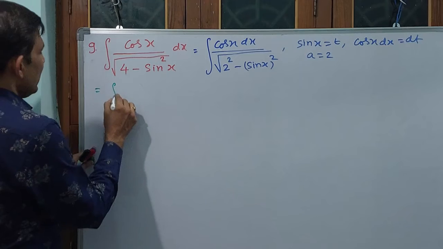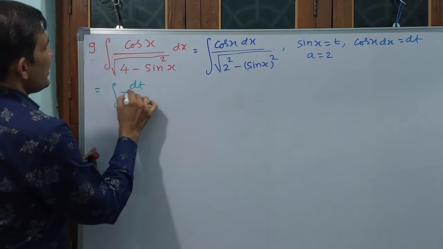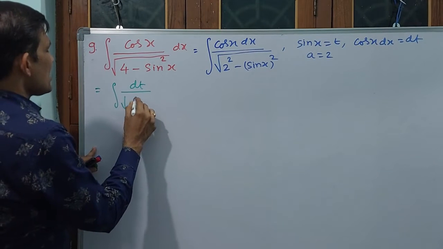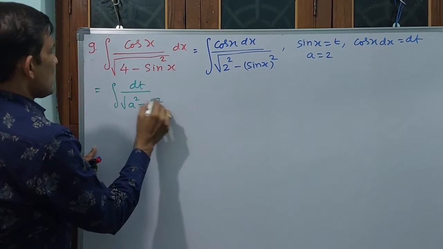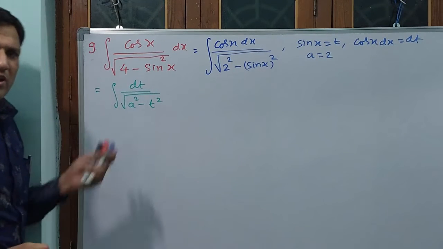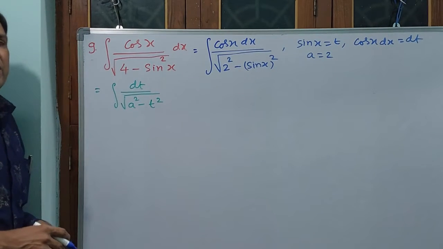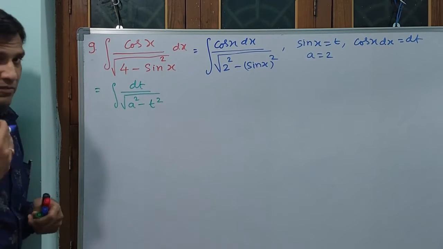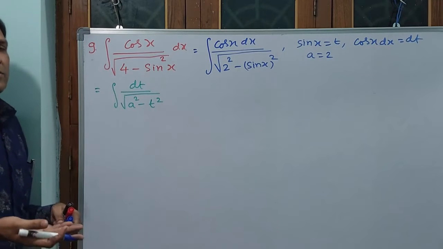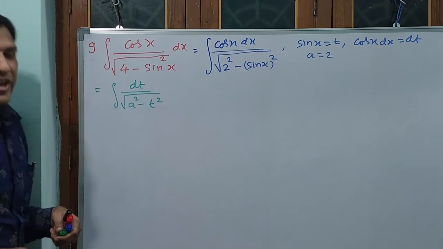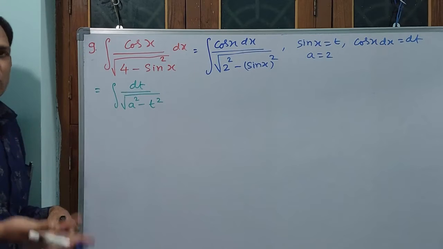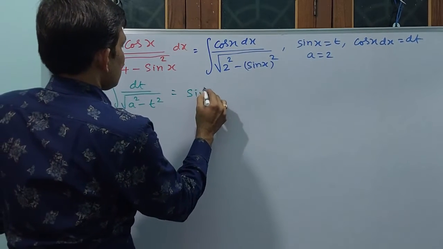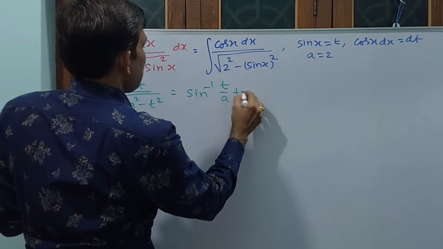That is equal to the integral, numerator is dt, that is cos x dx. Denominator is 2 as a square minus sin x as t square. This direct formula we have got. 1 by square root of 1 minus x square gives sin inverse x. For 1 by square root of a square minus x square, it is sin inverse x by a. So 1 by square root of a square minus t square gives sin inverse t by a plus c.